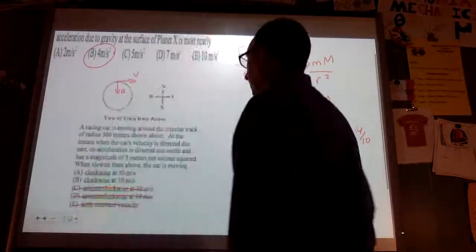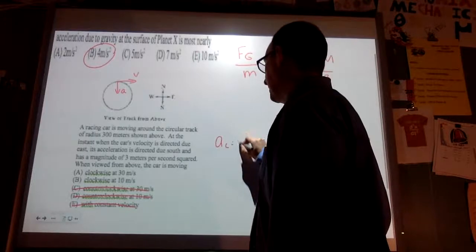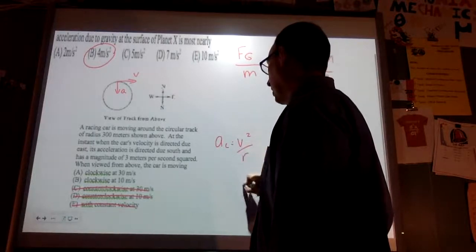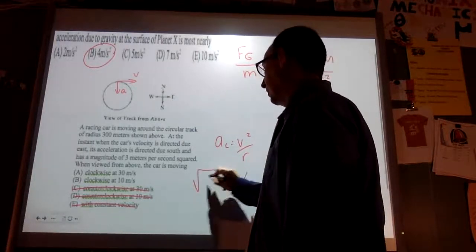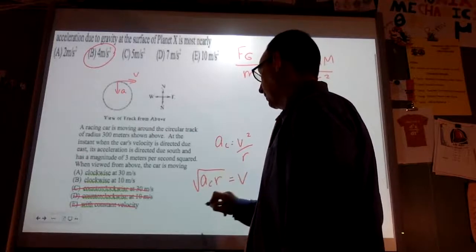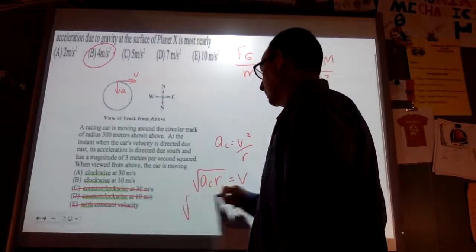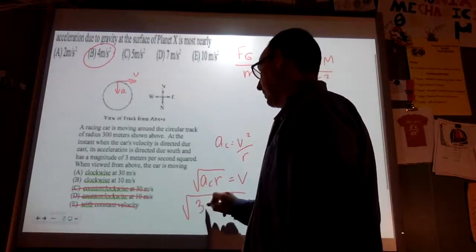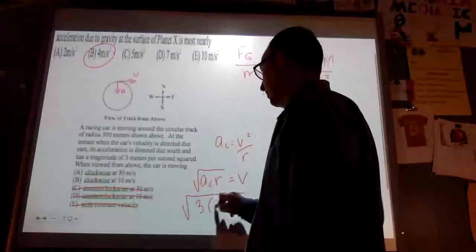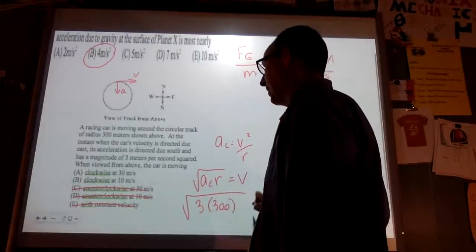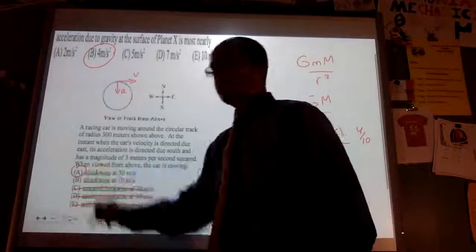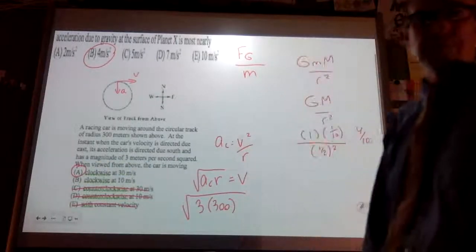And we need the velocity. So we say that a is equal to V squared over R. So V is going to be radical of aR. So this is 3 is our given acceleration, and 300 is our radius. So it looks like 30 is the best answer.